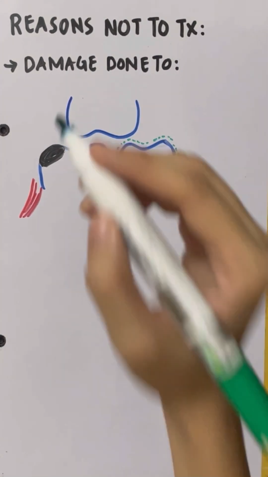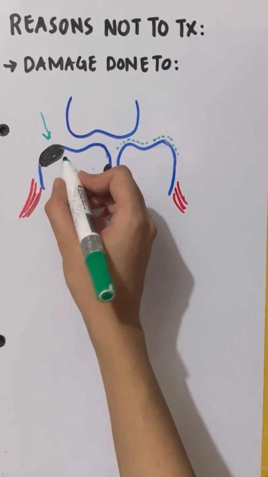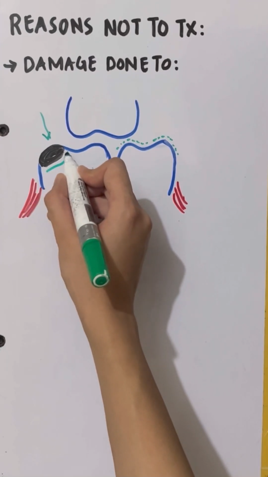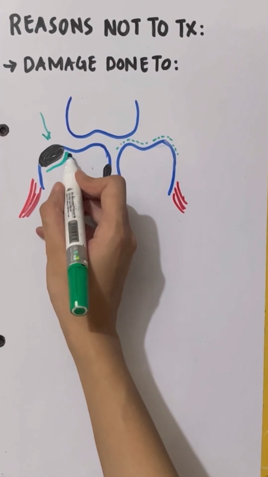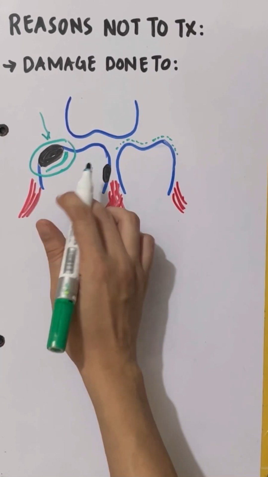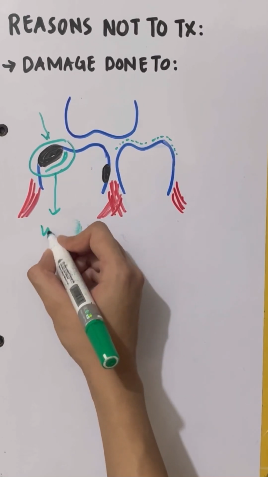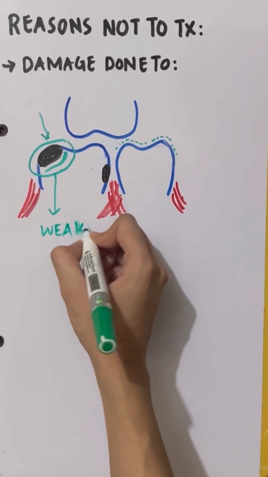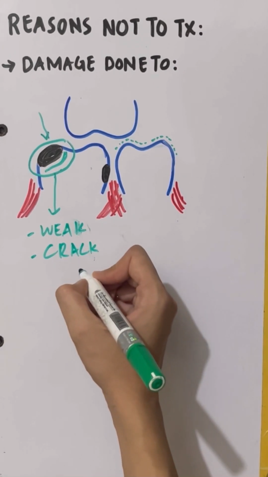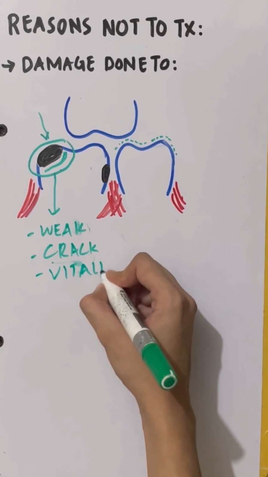If we try to remove the caries present on the affected tooth, we can probably remove the sound enamel. So if these are caries and we are trying to remove them, there are chances that we can remove the sound enamel along with them. If the sound enamel is removed, what will happen? The tooth will become weak, or there will be a crack in the affected tooth. The vitality can also be lost.